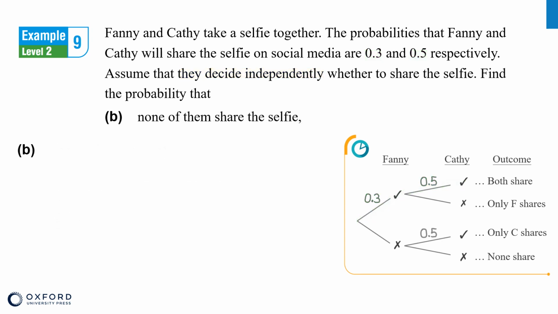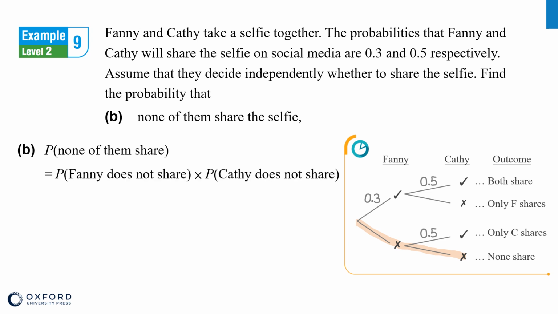In part B, we need to find the probability that none of them share the selfie. From the tree diagram, the favorable outcome is this one. We can find the required probability in the same way as part A, but this time we need to multiply the probabilities of them not sharing the selfie. For each girl, the event that she does not share the selfie is the complementary event of she shares the selfie. So the probabilities that Fanny and Kathy do not share the selfie are 1 minus 0.3 and 1 minus 0.5 respectively. Multiplying the results 0.7 and 0.5 together, we have the required probability 0.35.